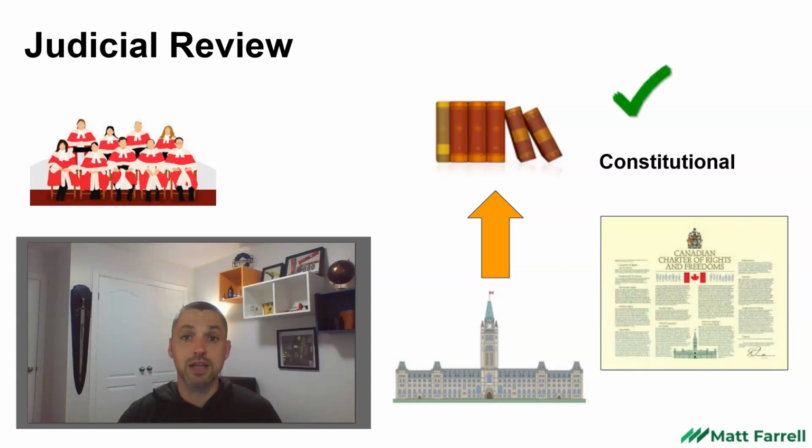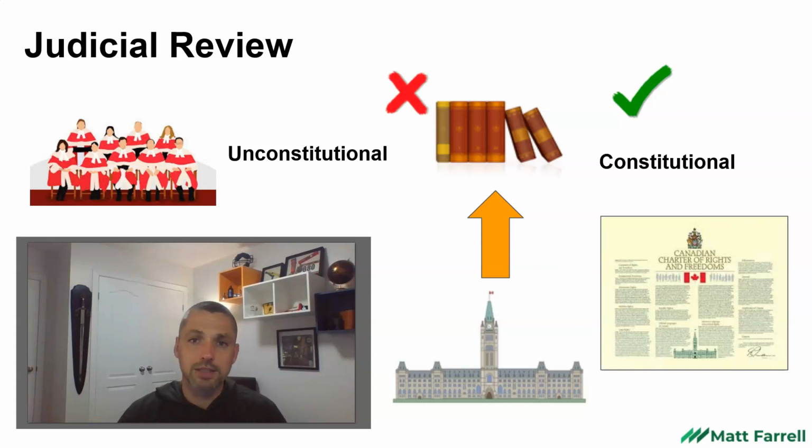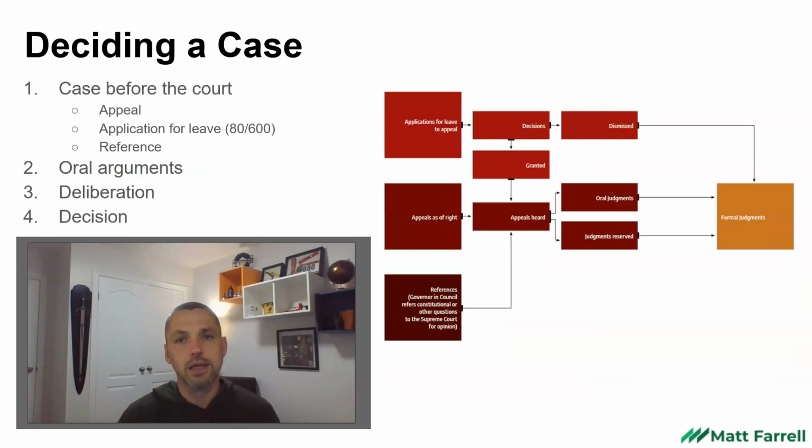Now, if the law did not violate any rights in the Constitution, then they would say that law is constitutional. The court would allow it to stand. However, if they found that it in some manner violated rights in the Charter, they would strike the law down and rule it unconstitutional. That's the power of judicial review, the ability of courts to overrule and strike down laws passed by Parliament. That is the ultimate power, the strongest power the court possesses, and they get to use it through a number of different channels.